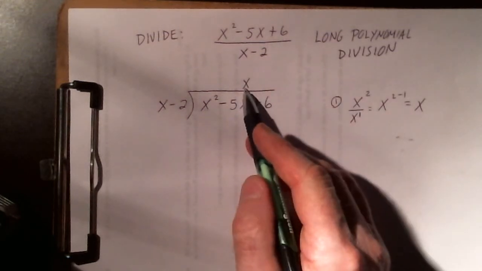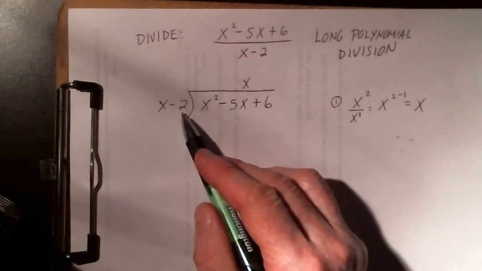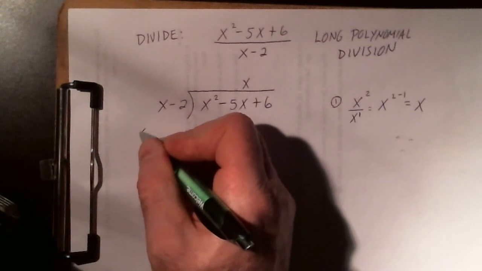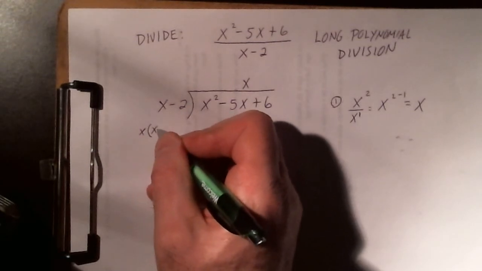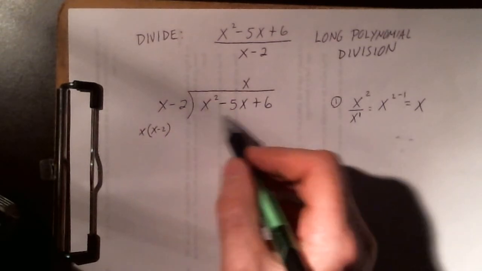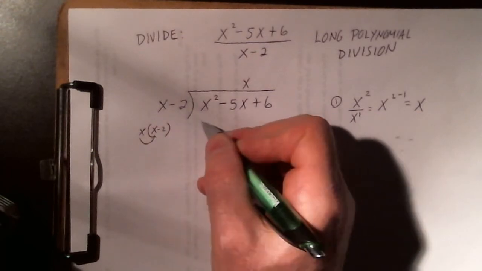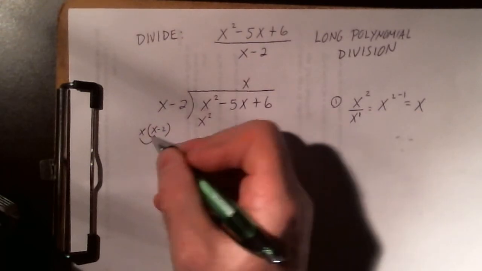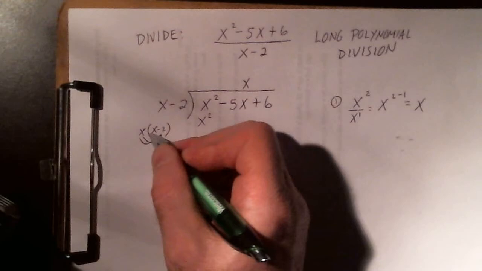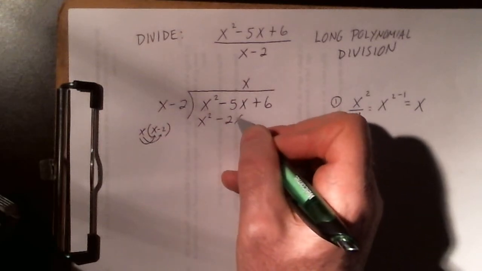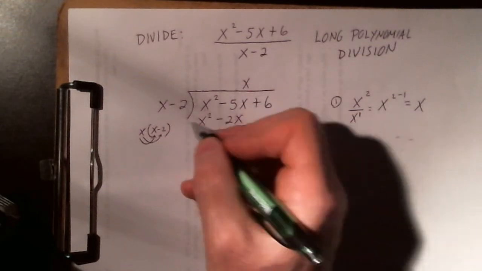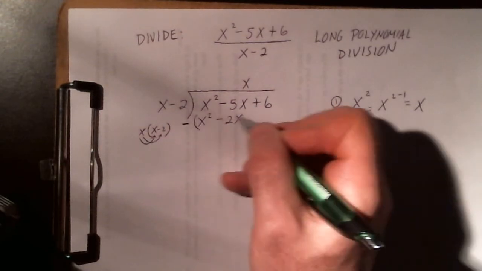Now this x is going to have to get multiplied by our divisor x minus 2. And I like to also show this little step over here to help me see what I leave underneath here. So x times x will leave behind x squared. X multiplied by a negative 2 will be a minus 2x. Now what we do is we subtract off the whole polynomial.